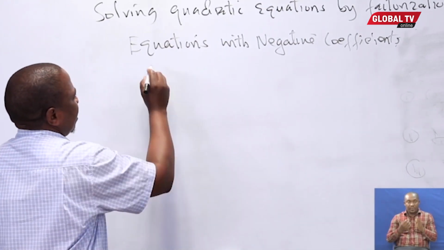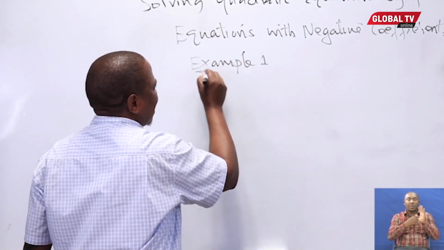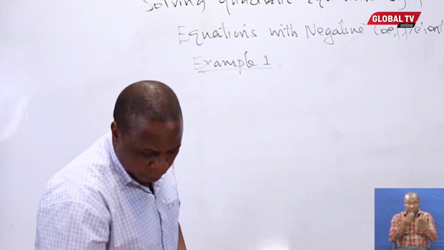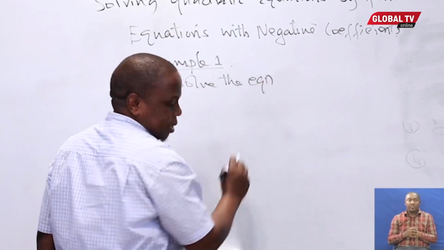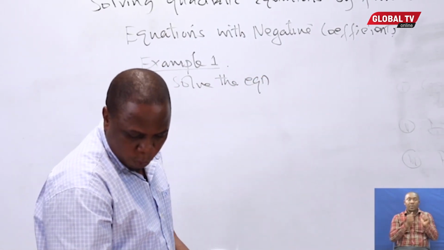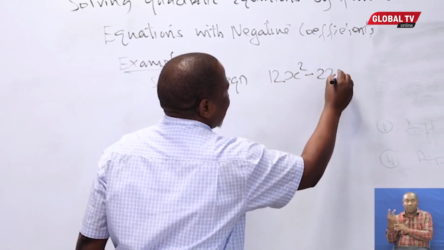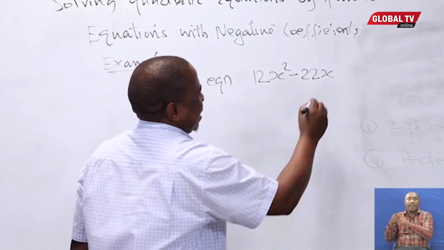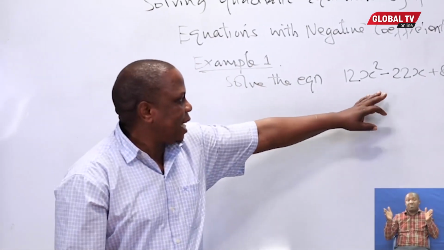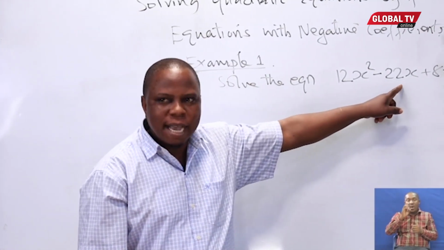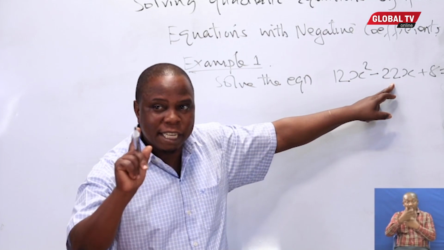Consider the following example here. Call it example number 1. Let us discuss this example together. Solve the equation 12x squared minus 22x plus 8 equal to 0. This is an equation whose middle term has a negative coefficient.